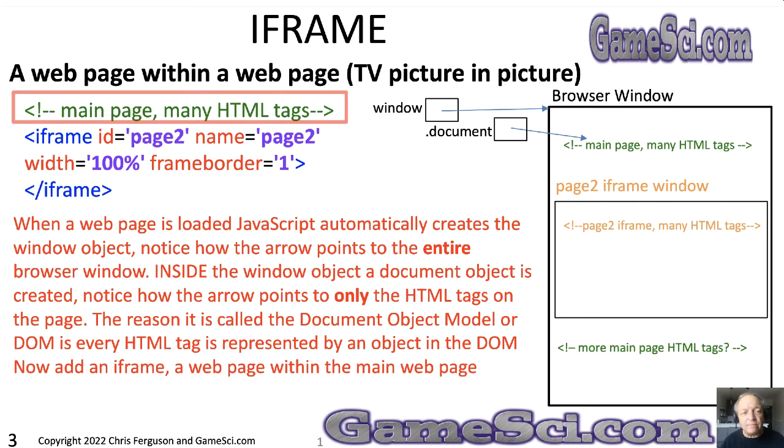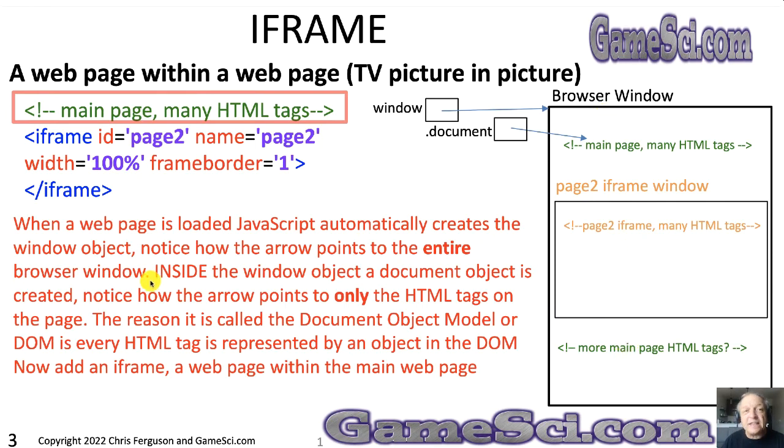Set up a simple web page. This is our main web page. It has many HTML tags on it. It'll display in the browser window. When a web page is loaded, JavaScript automatically creates the window object. Notice how the arrow points to the entire browser window. Here's my window object, and it's pointing to my browser window, which is displaying my web page.